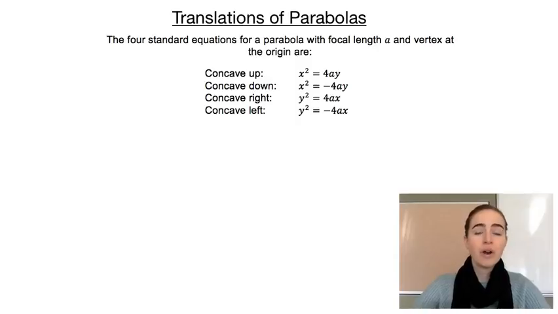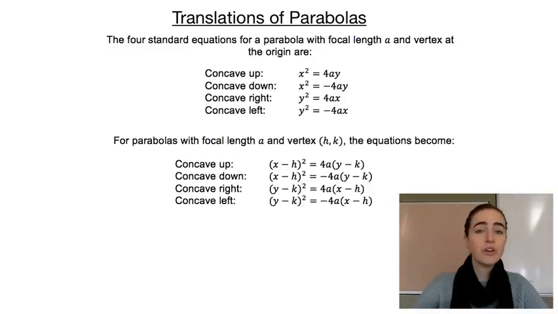In this video, I want to have a look at translations of parabolas. So in our last video, we had a look at the equations of parabolas that had vertex at the origin and had a focal length of a. And those four equations were these ones here, depending on what the concavity was. But now we're going to have a look at parabolas that don't have a vertex at the origin.